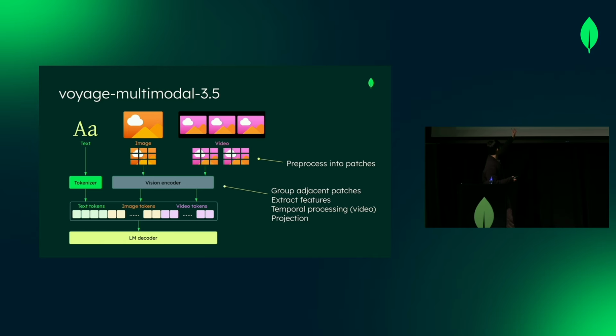This generates what we call the vision tokens, which are the image tokens and the video tokens, and all of this is concatenated and then fed to our LM decoder, which actually is trained and learned to generate the embeddings. So all of this allows us to get unified embeddings for text, image, and video within the same embedding space without the issue of the modality gap.